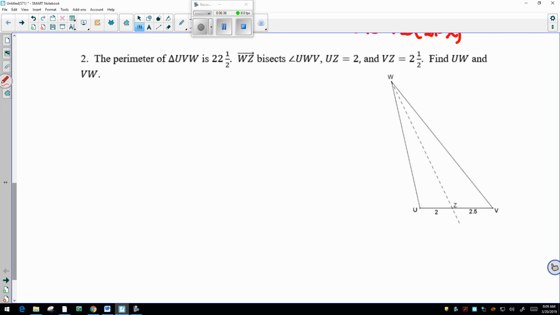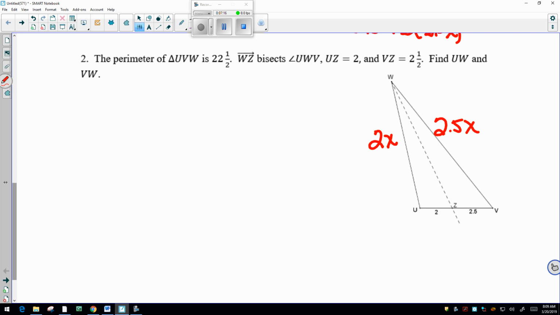Okay, so I have to think up above. If I could compare these 2 sides here, and I could say UZ compared to VZ should be in the same proportion as UW as compared to VW. Okay, well, if I think it's in that same proportion, the proportion I have here is 2 compared to 2.5. So this should also be 2 of something compared to 2.5 of something. They should be in that same ratio.